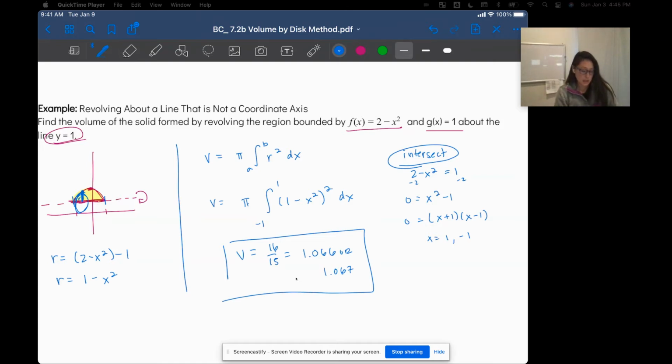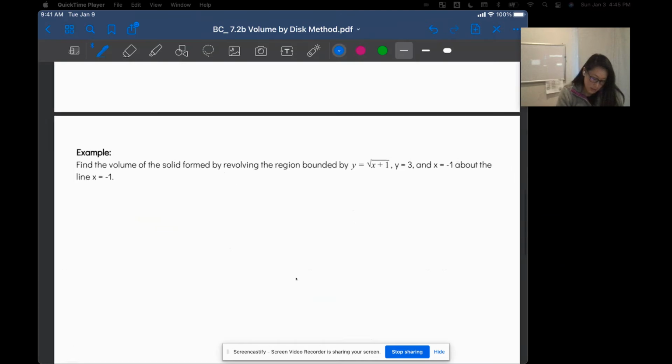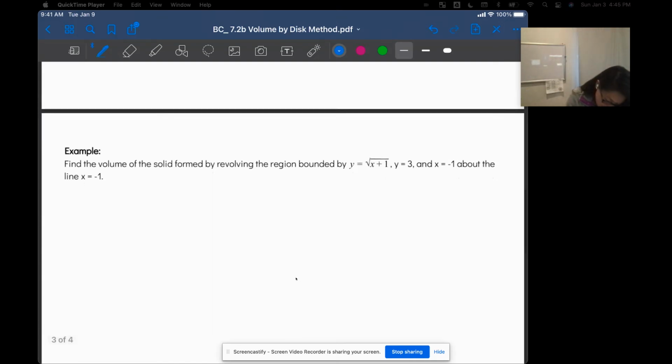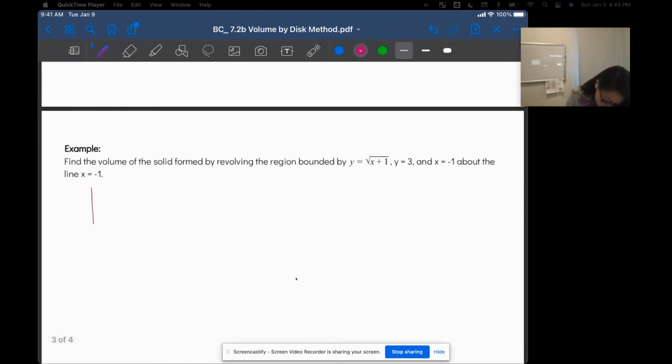All right, a couple more. So find the volume of a solid formed by revolving the region bounded by y is equal to the square root of x plus 1, y is equal to 3, and x is equal to -1. And we're going to revolve about x is equal to -1. So we're drawing this again. I always draw them.